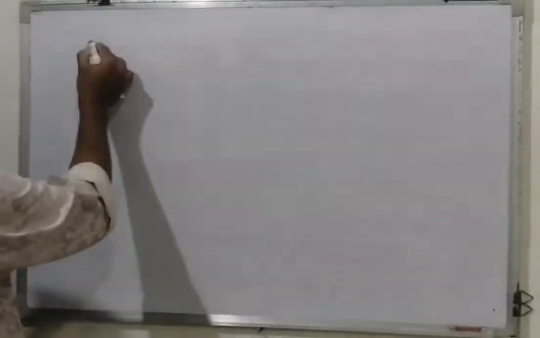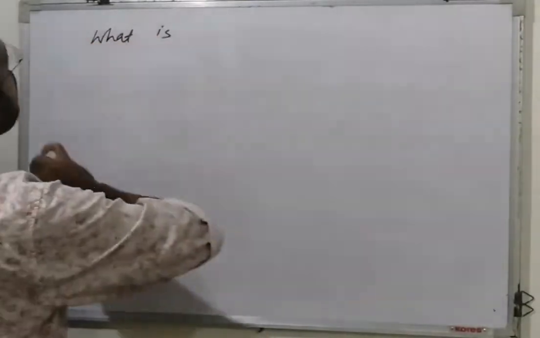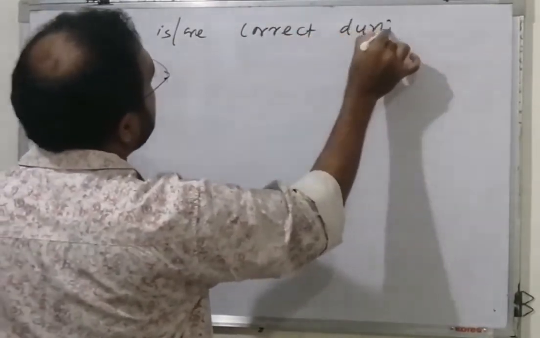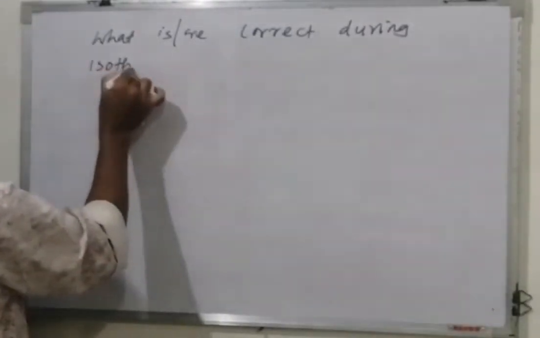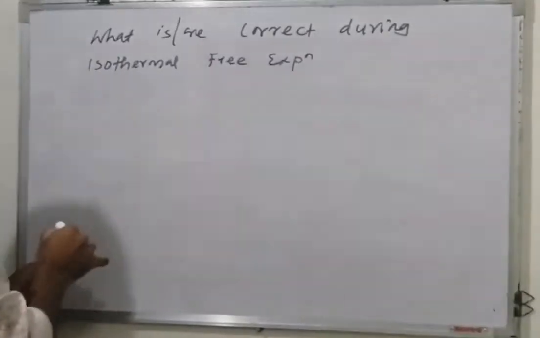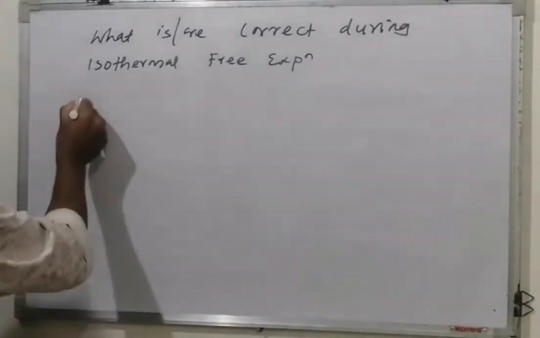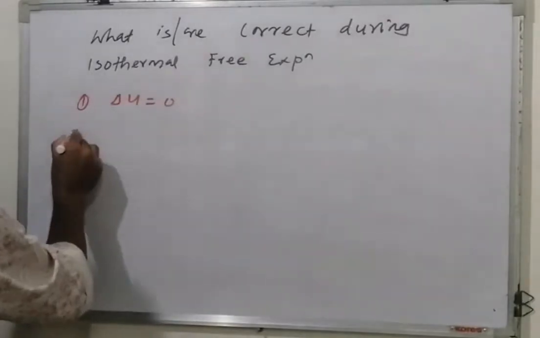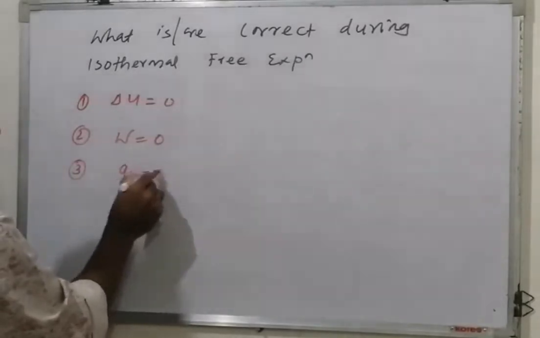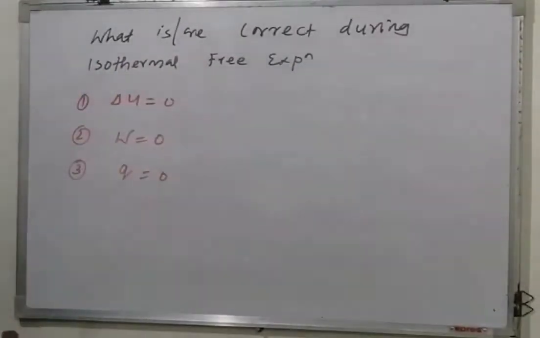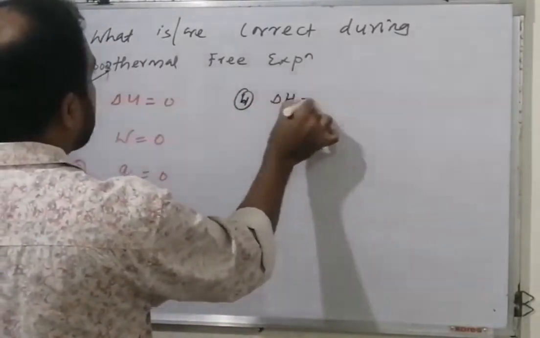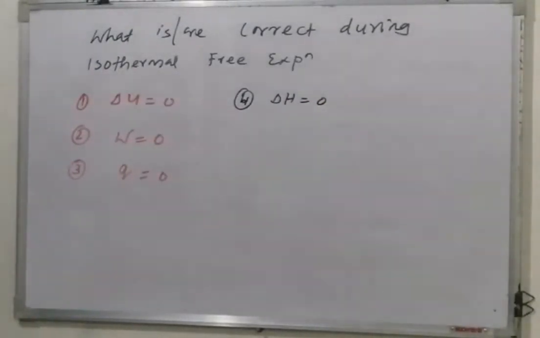A question asked me: what is or are current during isothermal free expansion? What is the meaning of free expansion? Well, W is equal to 0. Options: Delta U is equal to 0, W is equal to 0, Q is equal to 0, and delta H is equal to 0. What is or are current during?